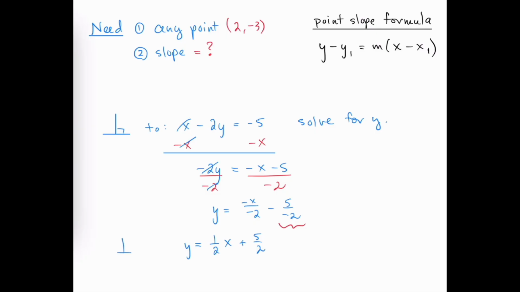Remember, we want to be perpendicular to this line. And this line has a slope of 1/2, so the slope that we're going to use in our line is going to be its negative reciprocal, so negative 2. Now that we have our needs met, we know the point that we're going to pass through, we know the slope that we need, we're going to plug both of these items into the point-slope formula to find the equation of our line.